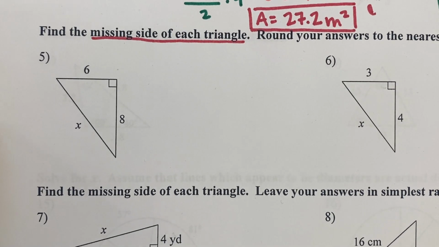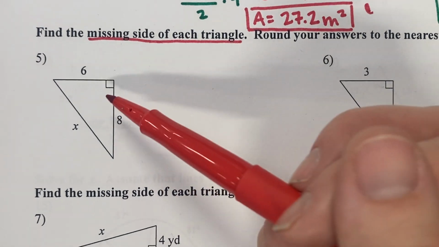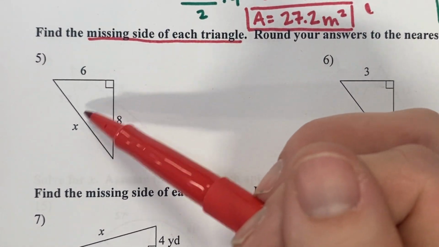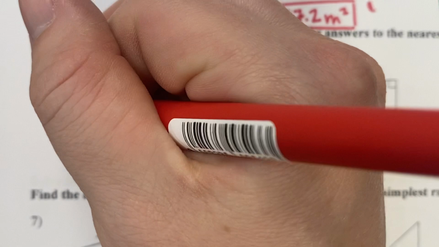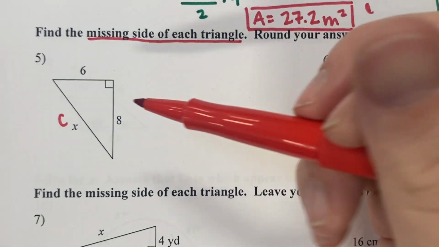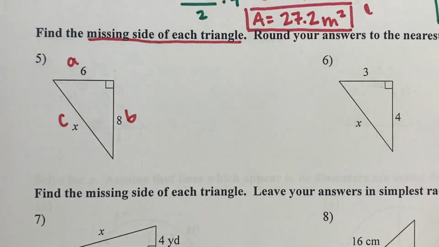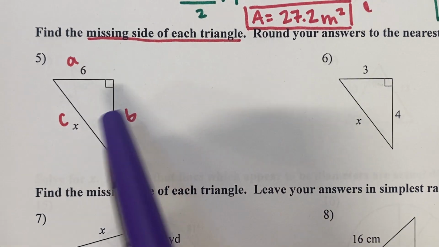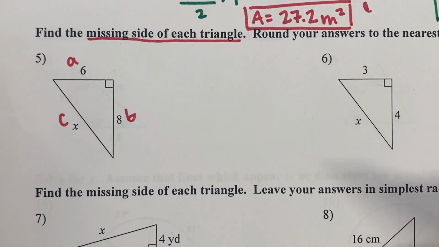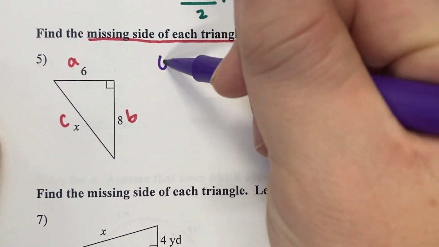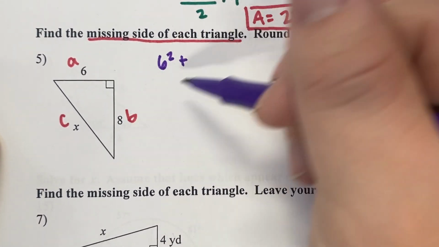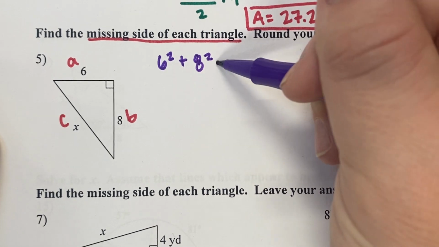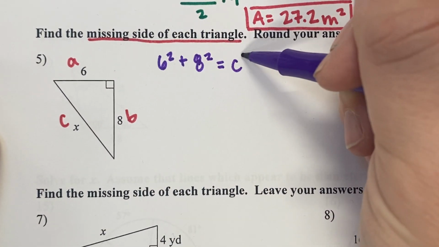I'm going to go ahead and label these A, B, and C. My hypotenuse I'm going to want to label first. That's across from my right angle. So I know X is my C. It doesn't matter which one's A and B. I'm just going to choose A is 6 and B is 8. Now that I know A, B, and C, we can just plug it into our Pythagorean theorem. We have A squared, so 6 squared, plus B squared, 8 squared, equals c squared.